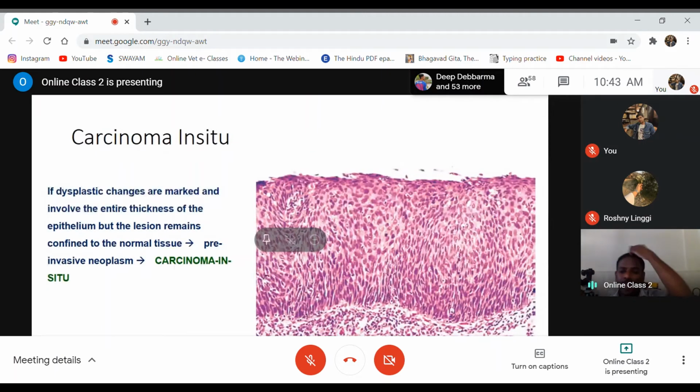So when the dysplastic features involve the entire thickness of the skin, but still the basement membrane which contains the epidermis is intact, then you call this condition carcinoma in situ. Carcinoma in situ is a marked dysplastic change which involves the entire thickness of the epidermis.